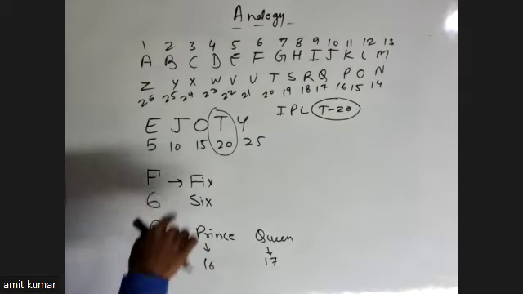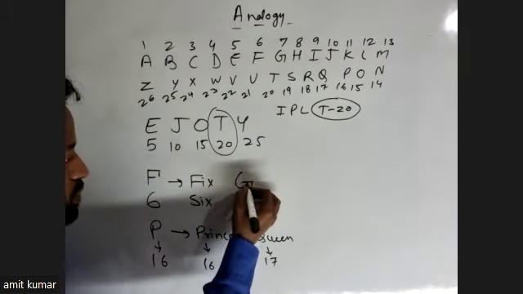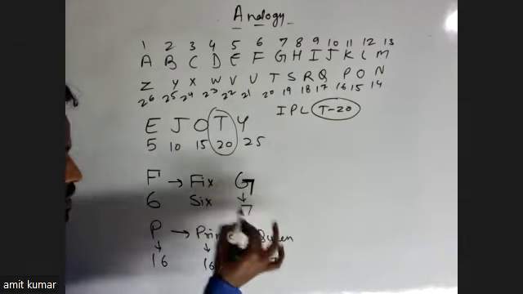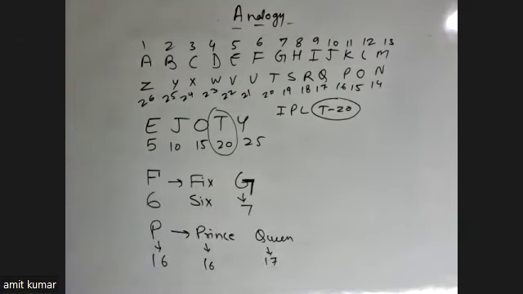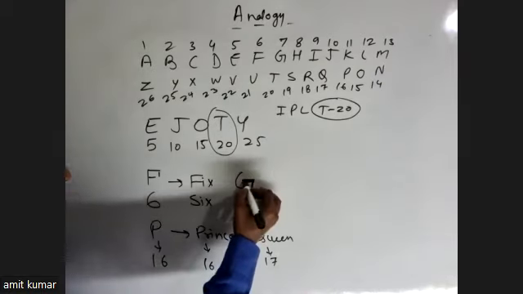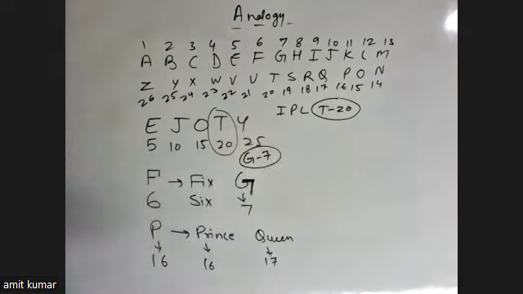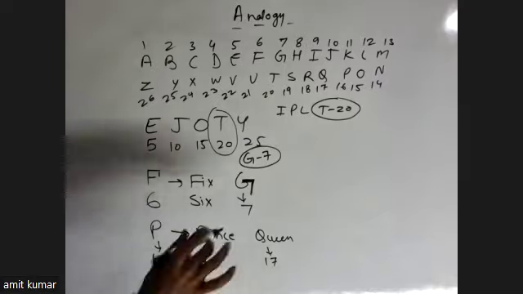Now F is done. G. G always shows its original position as 7. Right? Or you can also search for G7. G7 nations are there. You have to also remember the names because they might ask.